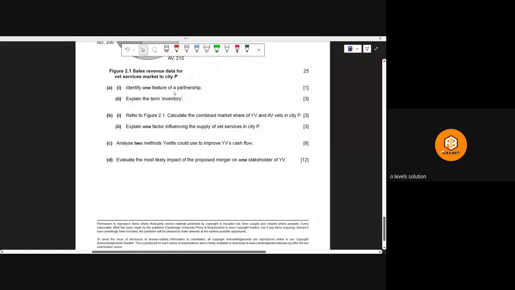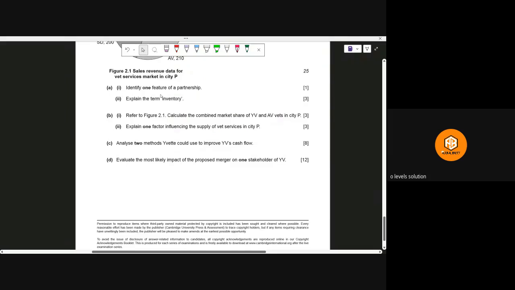For example, the first question is very easy. They're asking us to define a feature of partnership. So we know the partnership is where the ownership is shared between two or more people. So this is one feature we can write, or we can also say they have to share the profit or losses between each other. Then we need to simply explain the term inventory. So first of all, we need to write a definition. What is the meaning of inventory? Inventory refers to the stock of goods and materials a business holds for use or sale.